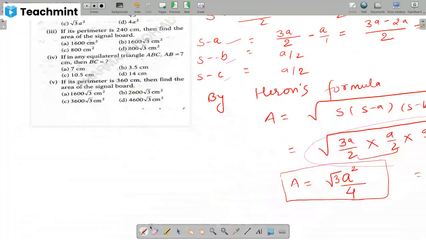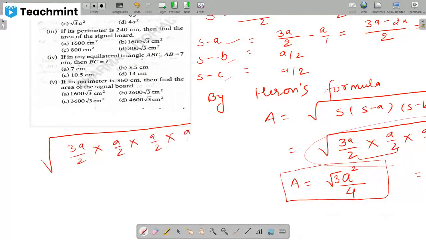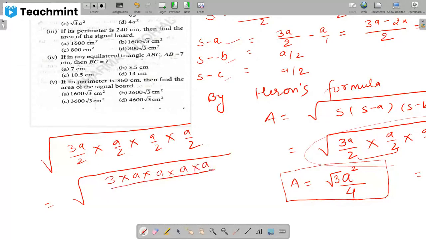See here what is written within the square root. Within the square root it is written 3a by 2 multiplied by a by 2 multiplied by a by 2 multiplied by a by 2. Okay, how to find a square root? We make pairs of 2. So 3 multiplied by a multiplied by a multiplied by a multiplied by a, 4 times a, and we have 4 times 2 but in the denominator, means it's actually 1 by 2.